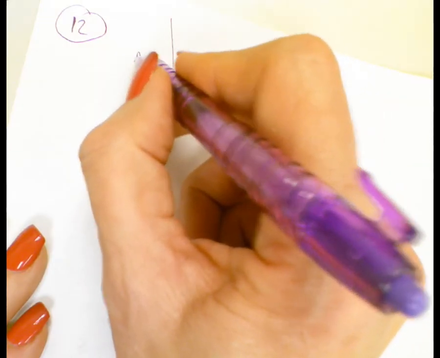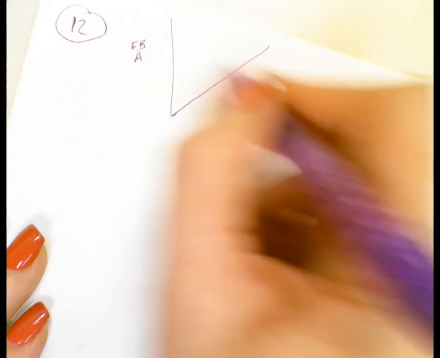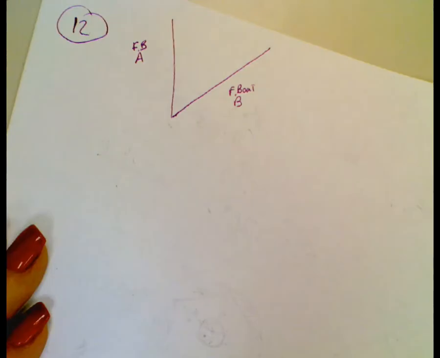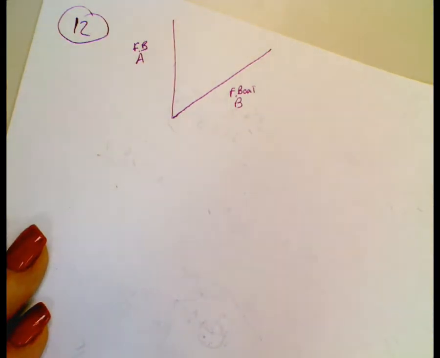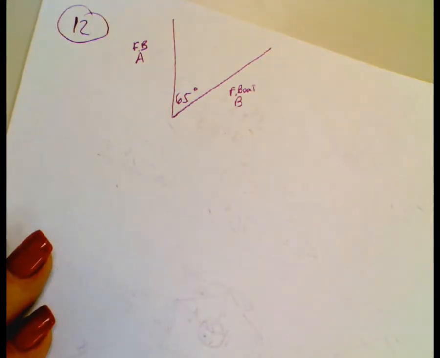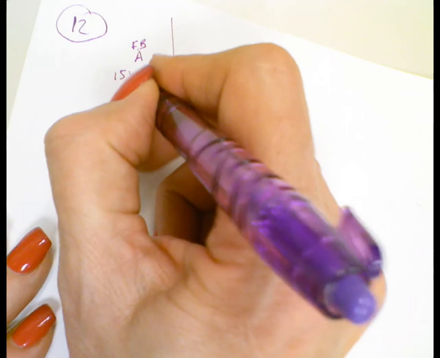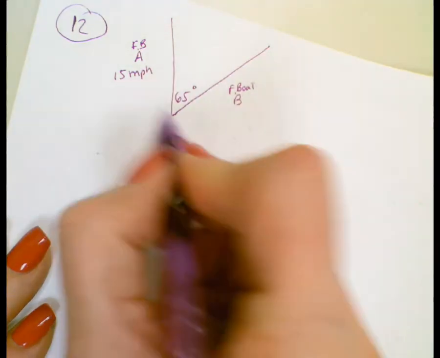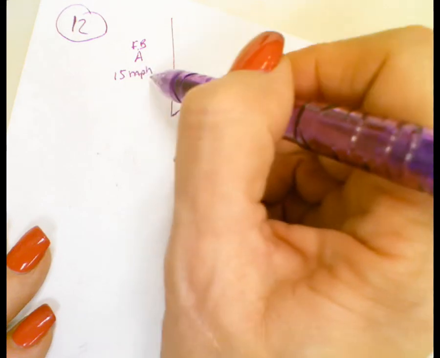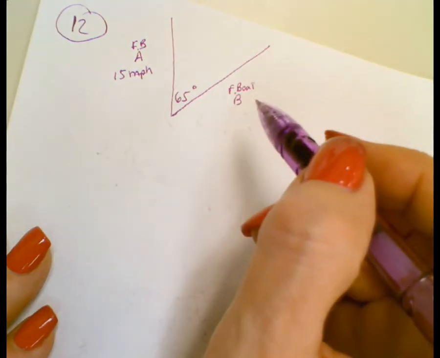Fishing boat A, fishing boat B. And then the angle between them, they're leaving at 65 degrees at 6 a.m. The first boat averages 15 miles per hour. That's not a distance. That's a speed. We'll figure out the distance here in a second.